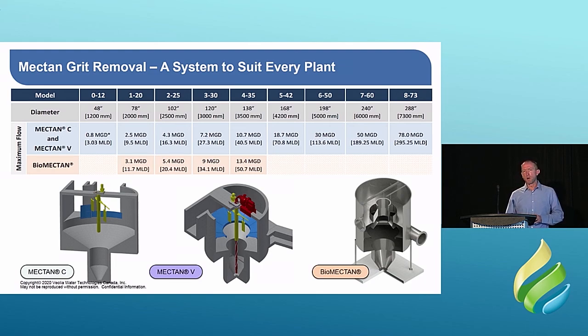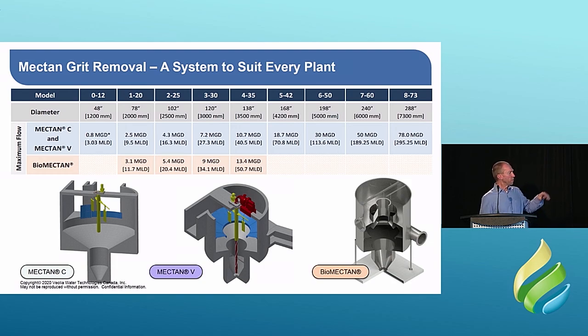This is an overview of the Mectan range. Going across the top, you've got the model numbers and the diameters. These are standard sizes, pre-engineered standard size systems, going from 1.2 meter diameter chamber all the way up to 7.3 meter diameter on the far right-hand side. That's the range of sizes we offer. Up to 3.5 meters, we're able to offer those in self-standing stainless steel tanks. When you get above 3.5 meters, shipping's not an option, so you need to go into concrete at that point. So anything above 3.5 meters is going to be offered in concrete.